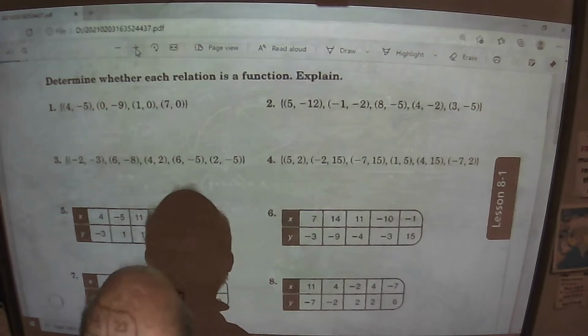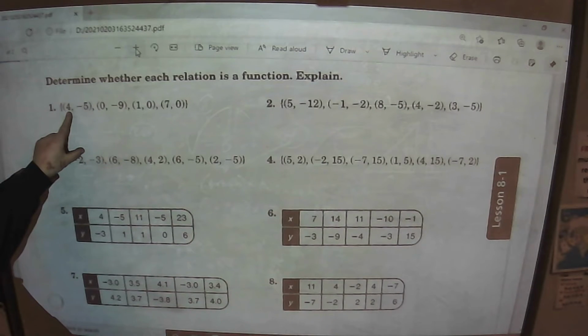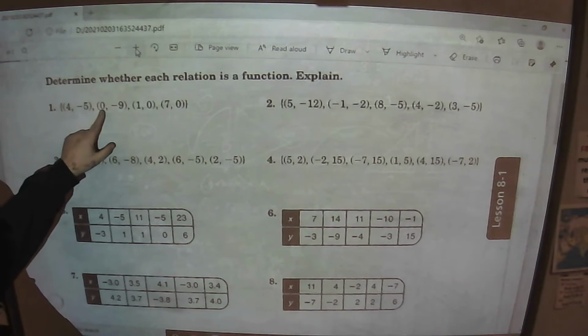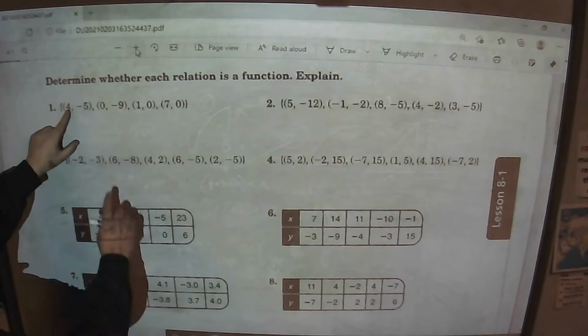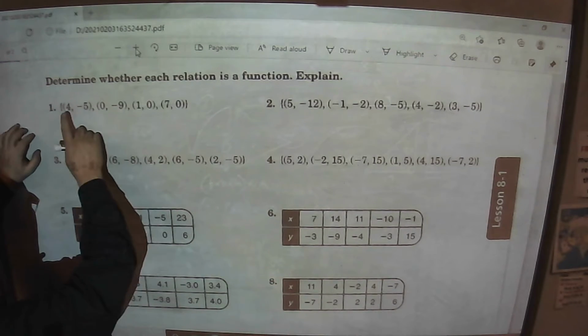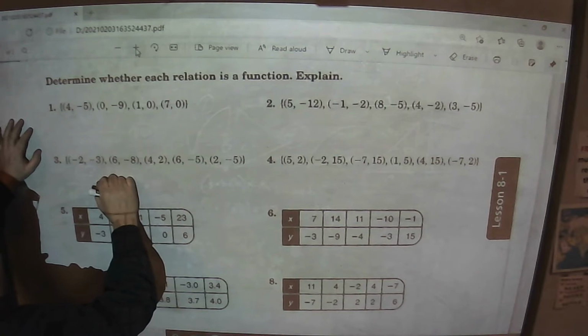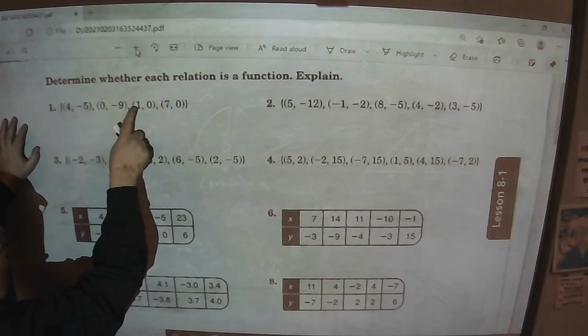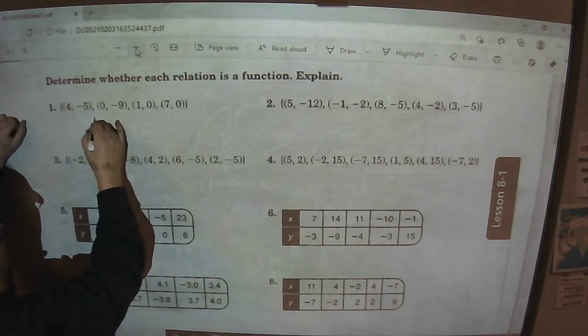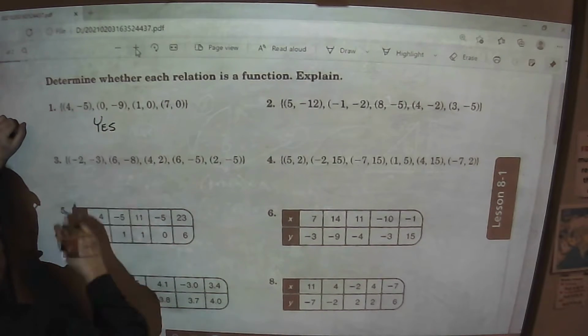Is that a function? Well, these are my x values, my domains: 4, 0, 1, 7. Do I have any duplicate x values? No, I don't. Every single one of these x values is paired with exactly one y value. So is this a function? Yes, it is a function.